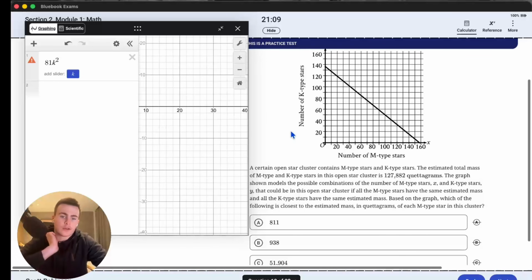A certain open star cluster contains M-type stars and K-type stars. The estimated total mass of M-type and K-type stars in the open star cluster is that many quadragrams. The graph shown models the possible combinations of the number of M-type stars x and the K-type stars y that could be in the open star cluster if all the M-type stars have the same estimated mass and all the K-type stars have the same estimated mass. Based on the graph, which of the following is closest to the estimated mass in quadragrams of each M-type star in the cluster? Okay, a lot of words there, but these are your possible combinations of the number of M-type and K-type stars that could be in the cluster.